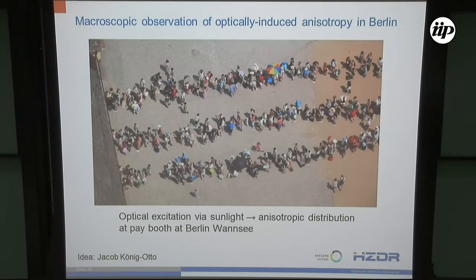I want to give you also a microscopic equivalent to this. This is in Berlin Wannsee on a sunny day.